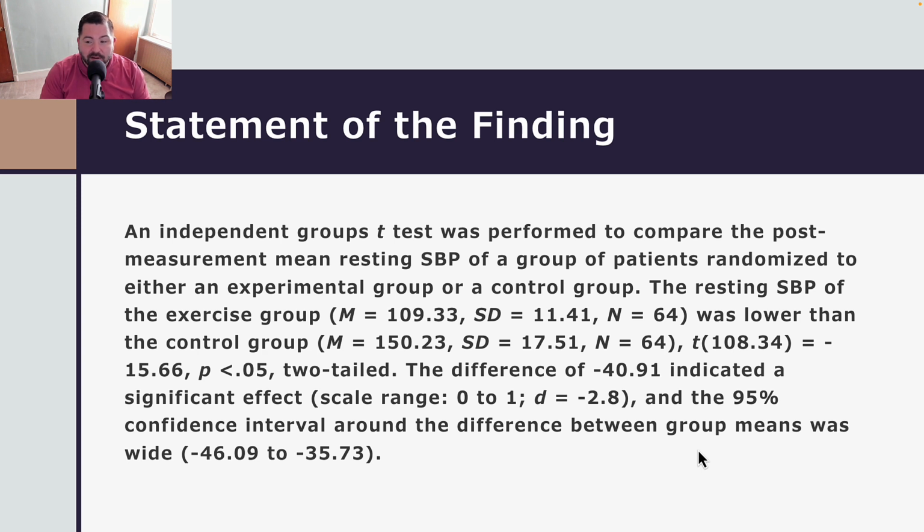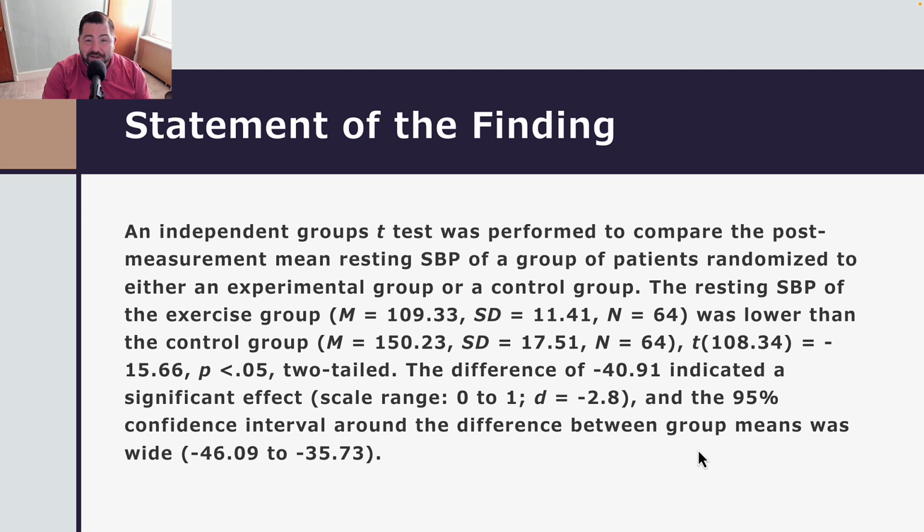T of 108.34, and a difference between the experimental group and control group, t observed, t calculated, of 15.66, p smaller than 0.05, two-tailed, statistically different at the 0.05 level. The difference of 40.91 units, in this case millimeters of mercury, indicated a significant effect, and the 95% confidence interval around the difference between the group means was wide. Okay, so that's your APA, your statistical write-up.